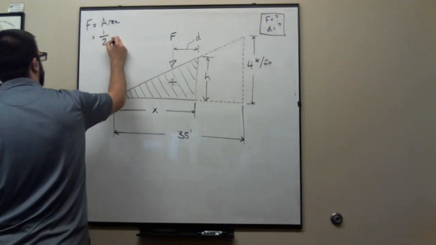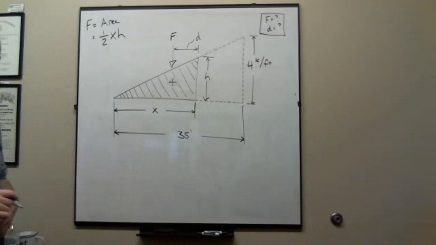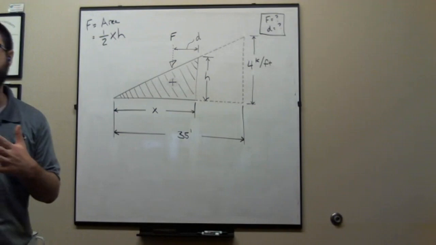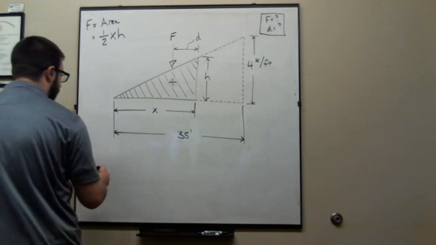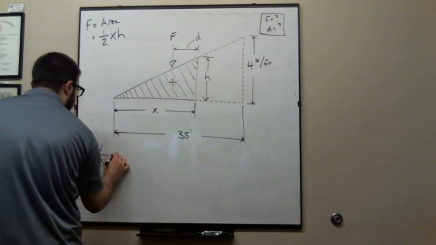It's 1/2 base, the base of the triangle, times the height. Okay? Now the question becomes, what's the height? Well, I propose that the easiest way to determine the height is to just use your slope ratios. So I propose that 4 is to 35 as h is to x.